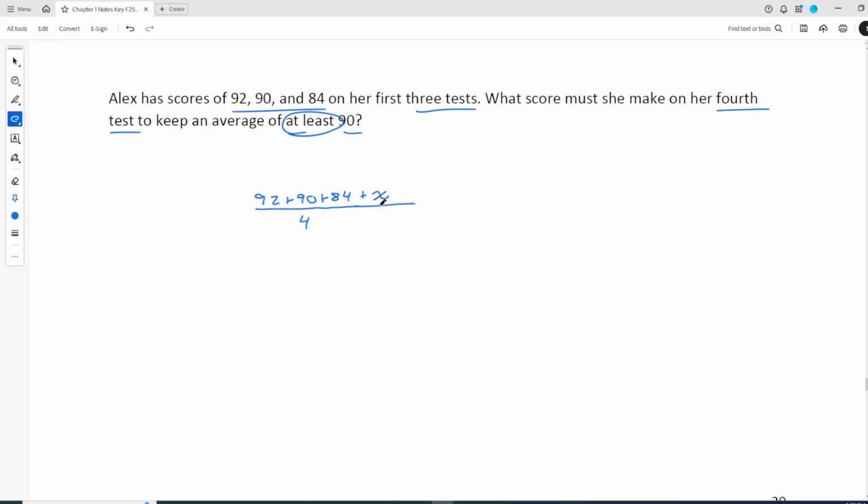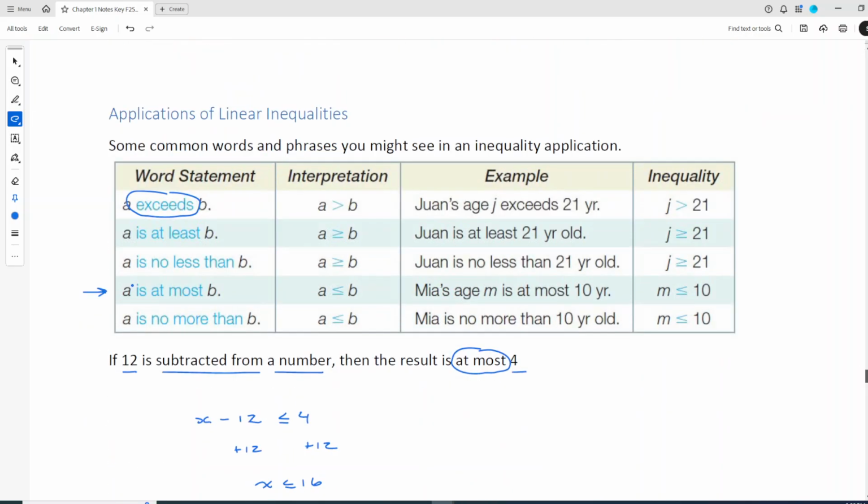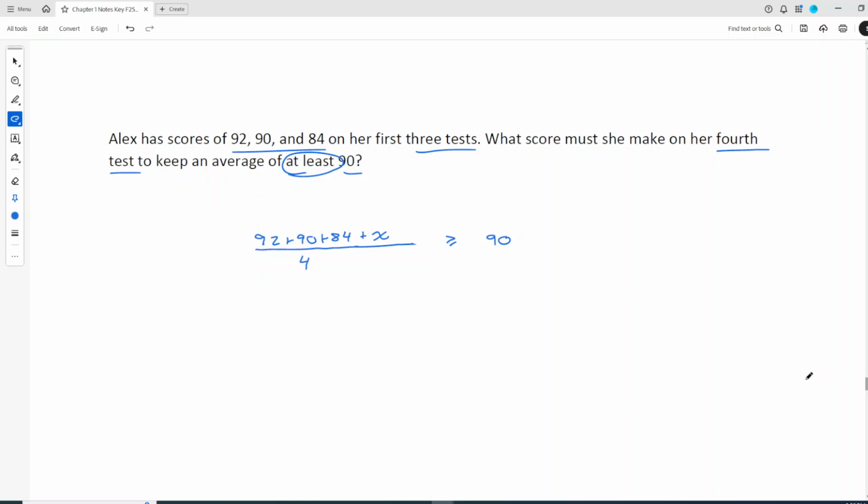One of them's unknown, so we're going to use our x. Now we know that this average has to be at least 90. At least means greater than or equal to. And if you're not sure, put this chart somewhere. Is at least would be the greater than or equal to sign. And then we're going to solve this. Now to solve this, there's a couple ways of going about it, just what order you're going to do things in.